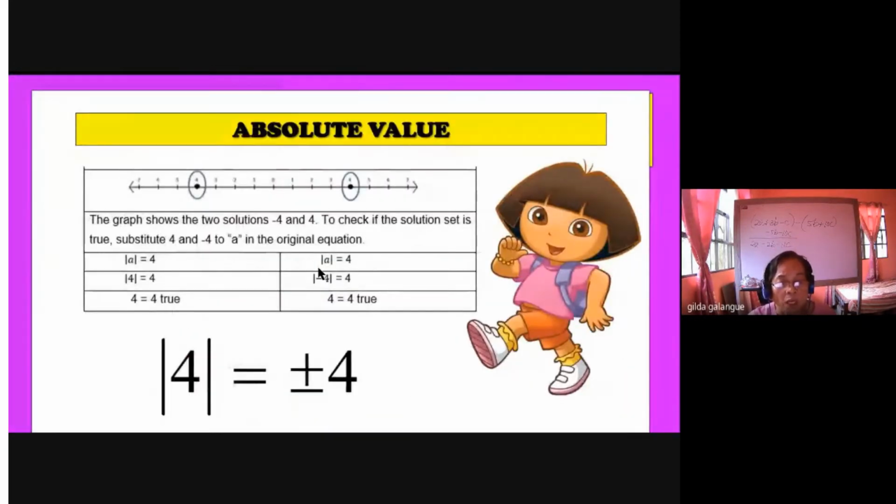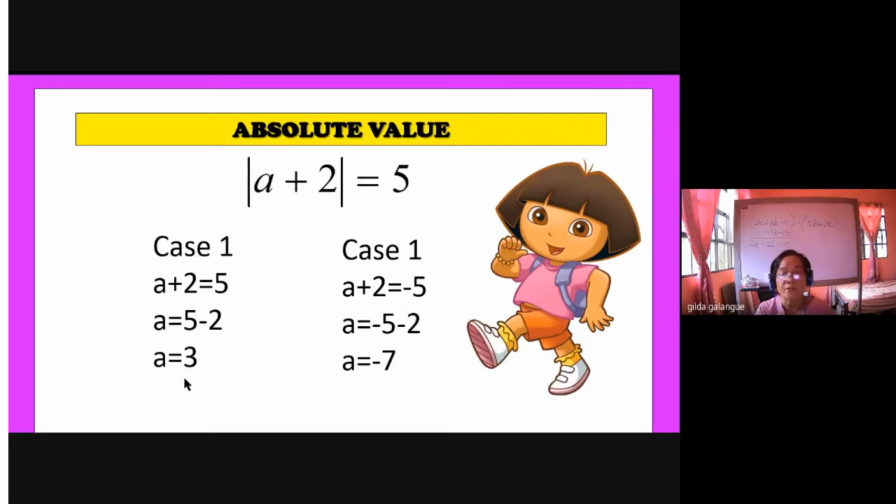So we have this one. What number should be placed in this one? This can be positive 4 or negative 4. Why? Because the absolute value of positive 4 is 4, and the absolute value of negative 4 is still 4. So we can make use of positive 4 and negative 4 inside the symbol of absolute value.